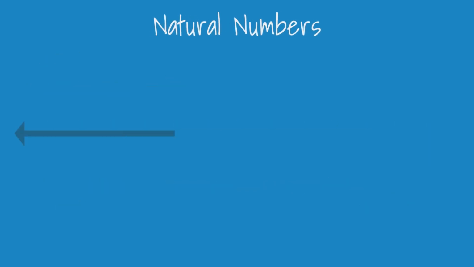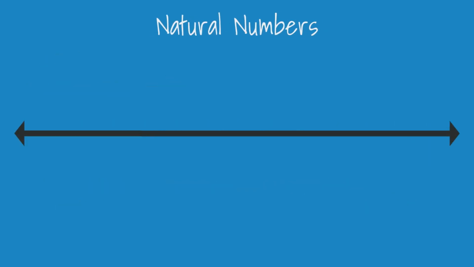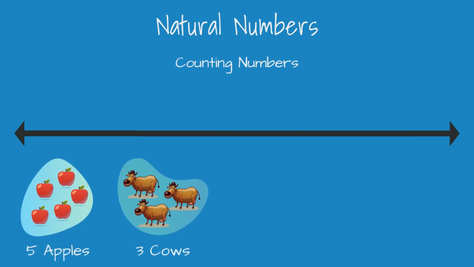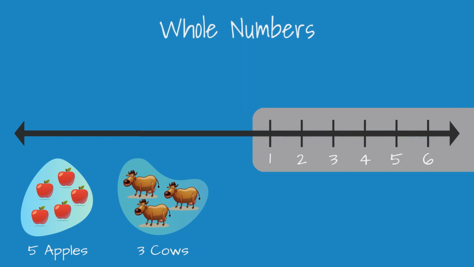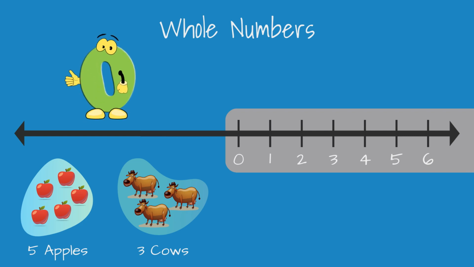Now, let's talk about natural numbers. Natural numbers are also known as counting numbers and are used to represent quantities that we can count. Natural numbers start from 1 and go infinitely in a positive direction on the number line. Next, whole numbers are similar to natural numbers, but they also include 0. Whole numbers are used to represent quantities that can be counted, including 0, which represents nothing or absence of quantity.